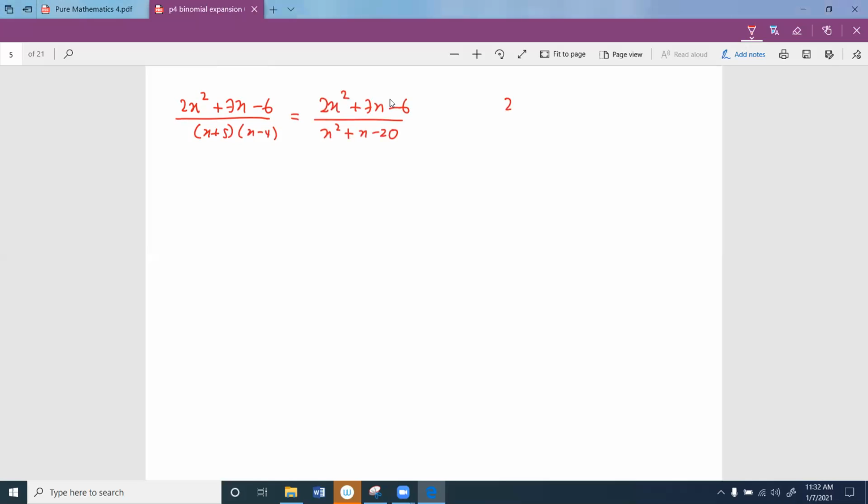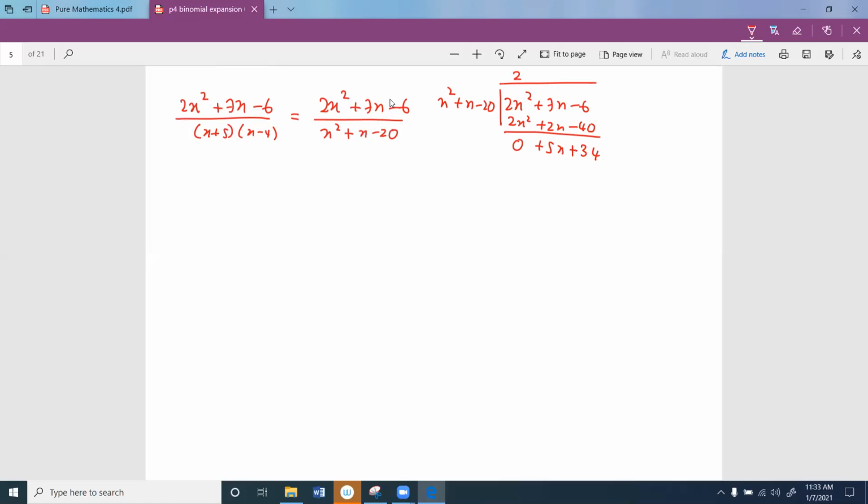So you just do it here, 2x squared plus 7x minus 6 divided by x squared plus x minus 20. So it turns up to 2x squared plus 2x minus 40. If you just subtract it, 0 plus 5x minus 34. Yeah, sorry, plus 34. Yeah, I think it's okay.